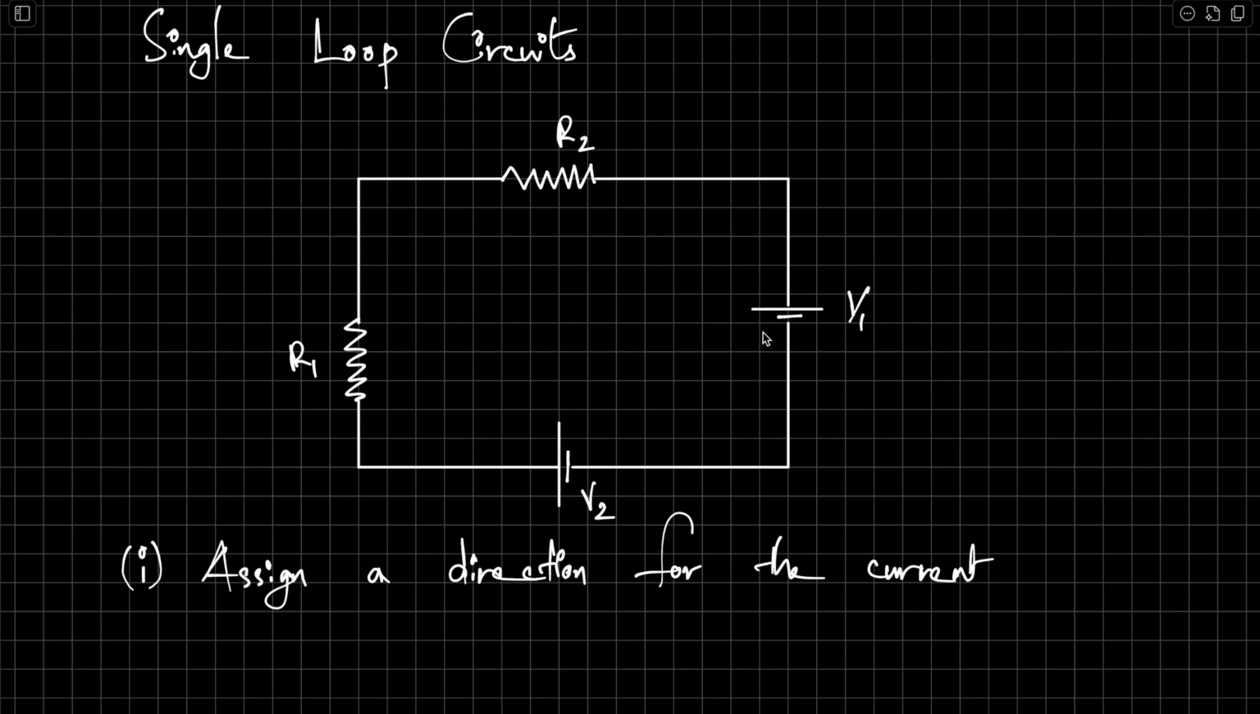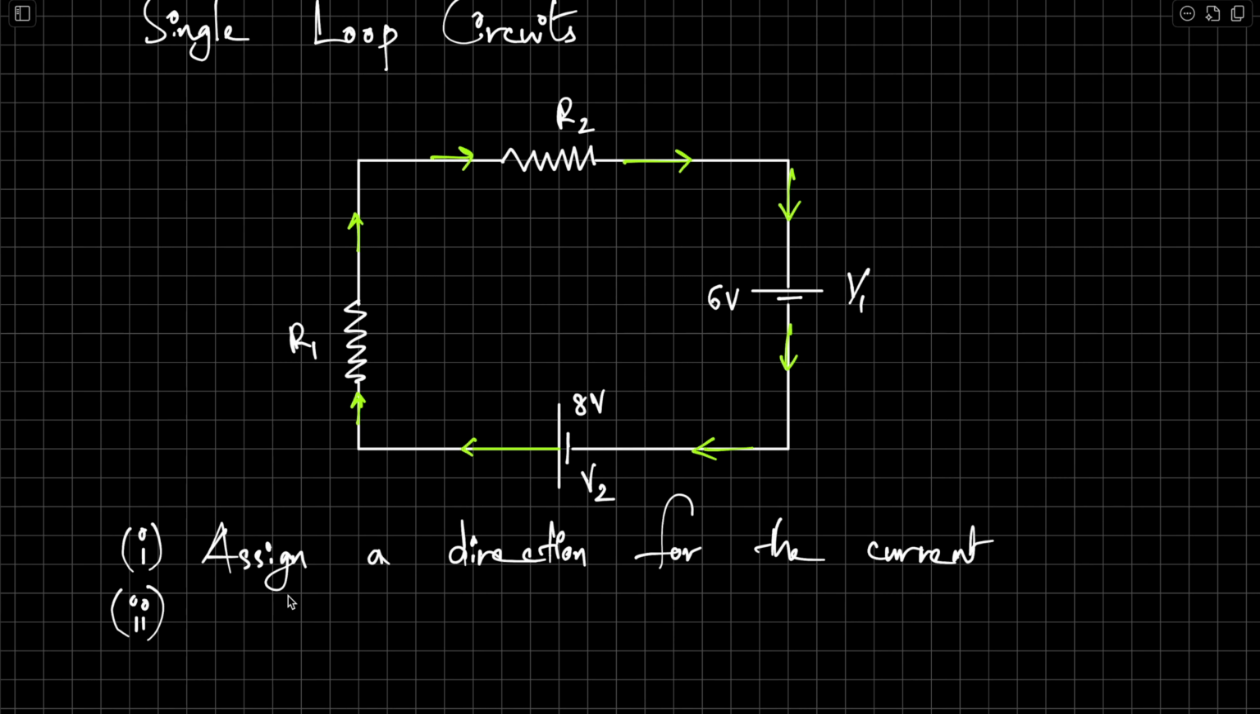Follow the direction of the larger battery. For example, if this is a 6-volt battery and this is an 8-volt battery, this is the larger battery, right? So choose this direction for the current. This is the direction of the current. If you choose the opposite direction, then you will get the same answer with a negative sign at the end for the current. Step 2: based on the direction of the current, mark the signs on the components.